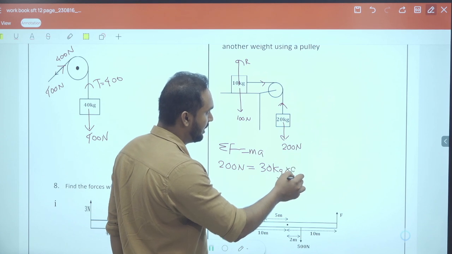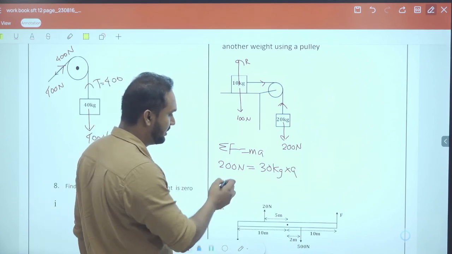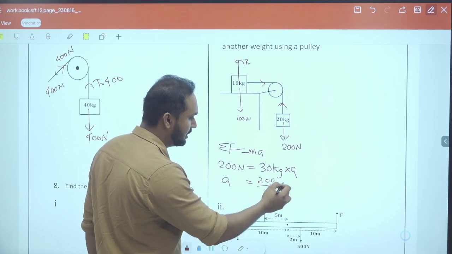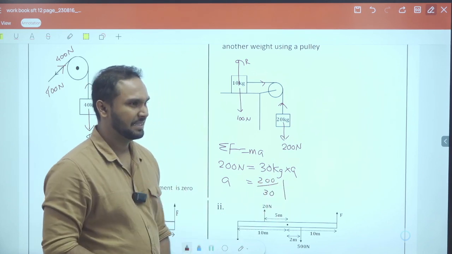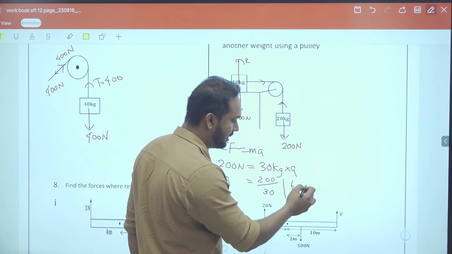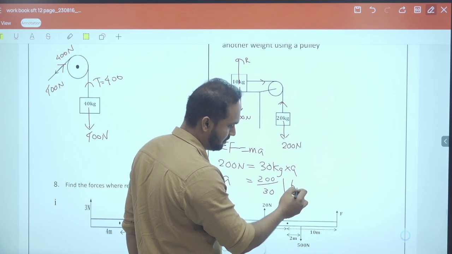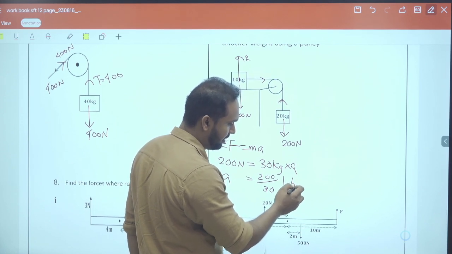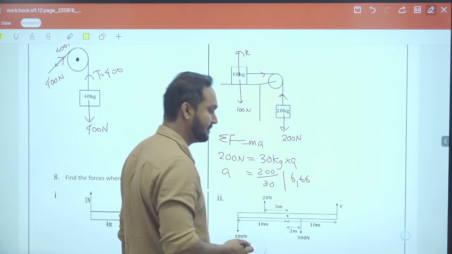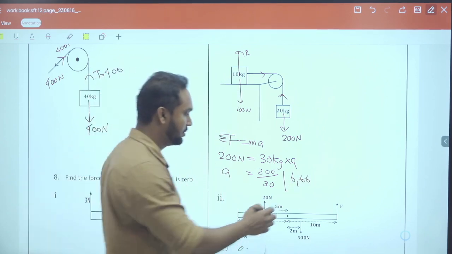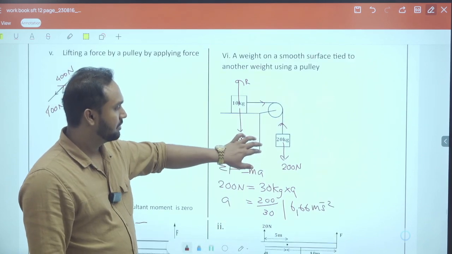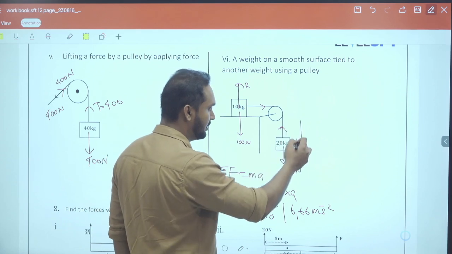into acceleration, right? So the first thing you have to find is the acceleration. So how much is the acceleration? 200 over 30. How much? 6.66 m/s². Right. So this acceleration is downwards, right here.